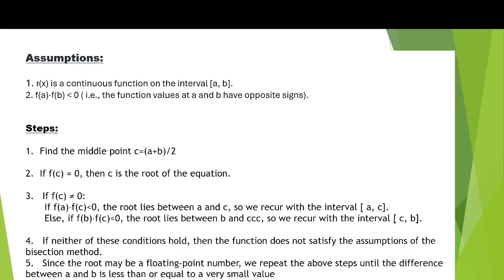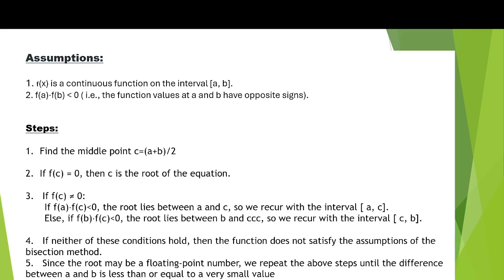Here, two assumptions should be taken. The first assumption is that the function f of x is a continuous function on the interval a, b. The second assumption is f of a dot f of b is less than or equal to 0, whereas the function values at a and b should have opposite signs.